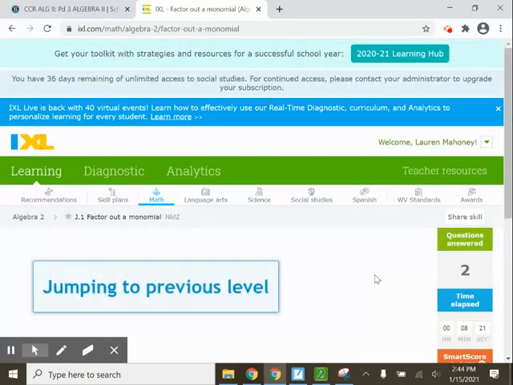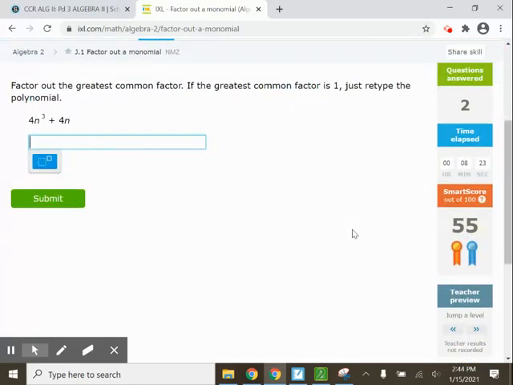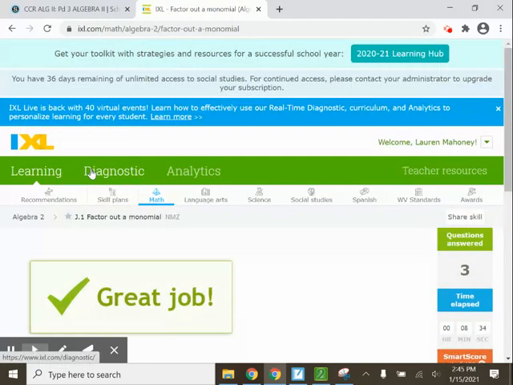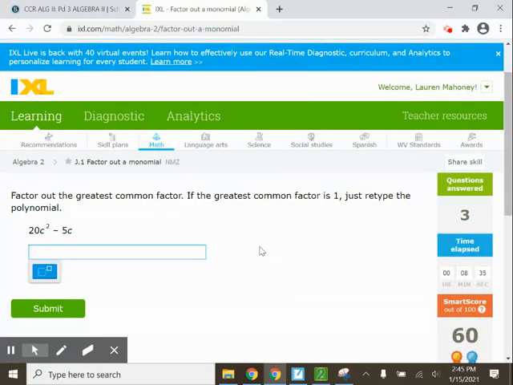Let's see here. It might just give me the same questions. So this one is 4n. I know I'm moving through this one quickly, but that's because I'm trying to see what happens if we have one that does not have a greatest common factor. So this one is 5c, 4c minus 1.